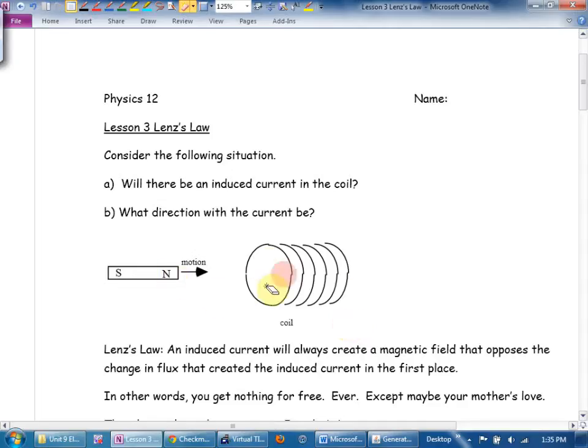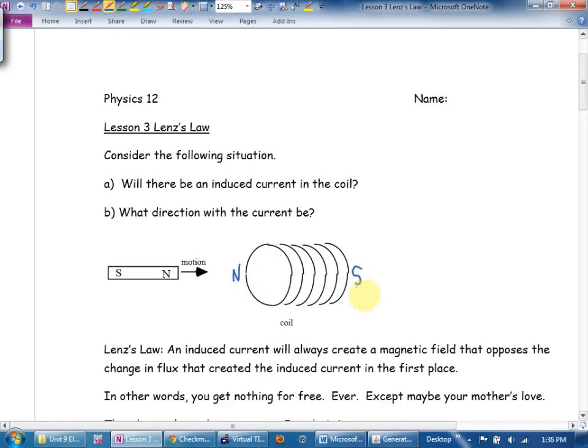The current is caused by a north pole moving to the right. Zach, the current is caused by a north pole moving to the right. What would resist a north pole moving to the right? A north pole right there. That's the direction of the magnetic field that's going to be created. Write that down. Put a north there and a south there.